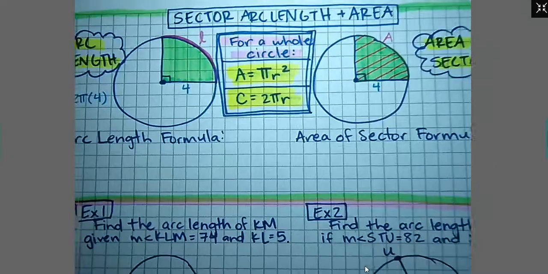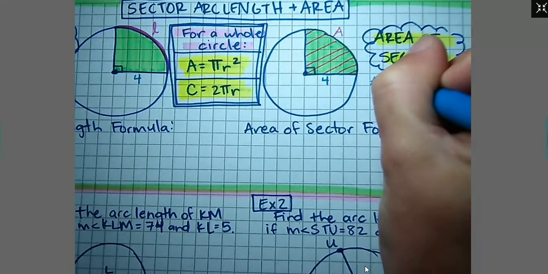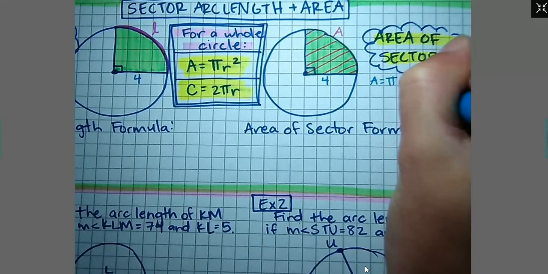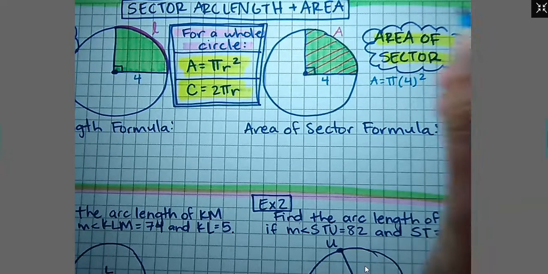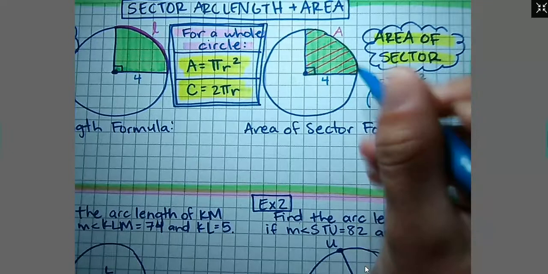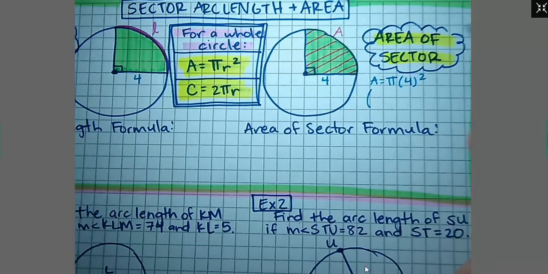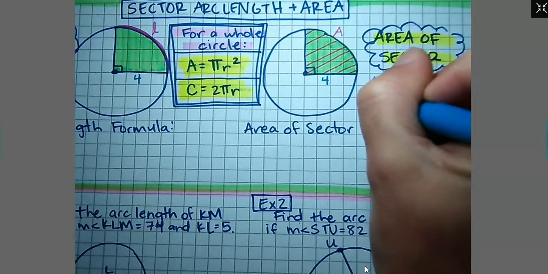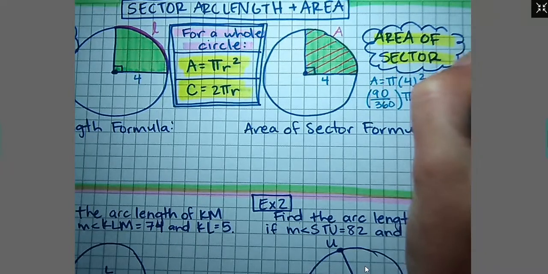And the same thing with the area. The area of this whole circle would be pi times 4 squared. But now, if I'm looking at only a fourth of this, then I'm just going to take this area and multiply it by 1/4, which really is 90 degrees out of the 360 degrees total. And this would be multiplied by pi times 4 squared.